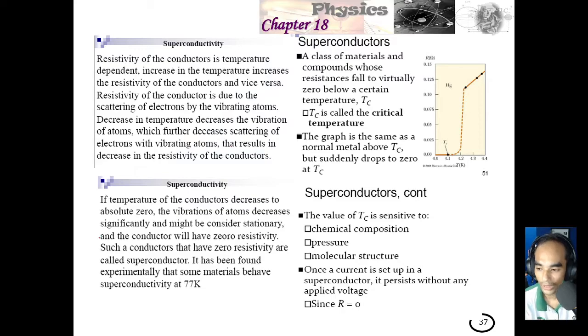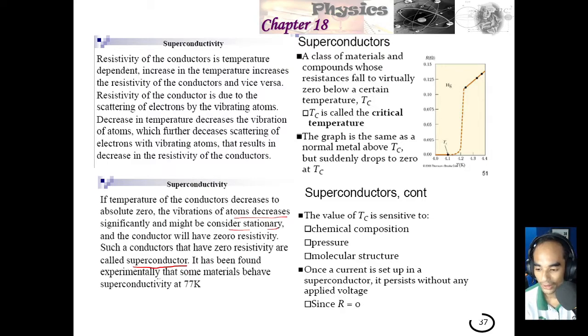So if the temperature of the conductor decreases to absolute zero, the vibration of the atoms decreases. The lattice atoms, as we learned before, will decrease in vibration until there is no amplitude. There is no vibration, and we might consider them stationary. The conductor will then have zero resistivity, because there is no blocking of the free electrons. Such a conductor with zero resistivity is called a superconductor. This is why we call it a superconductor.